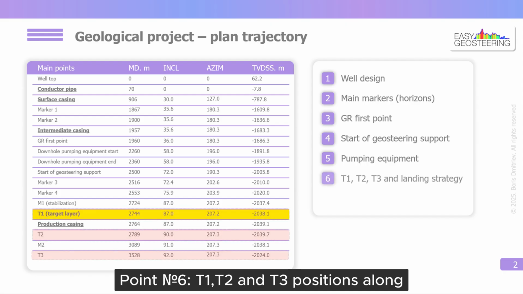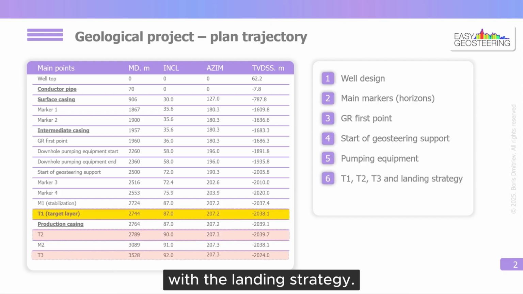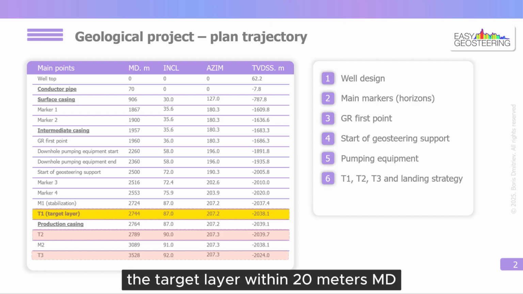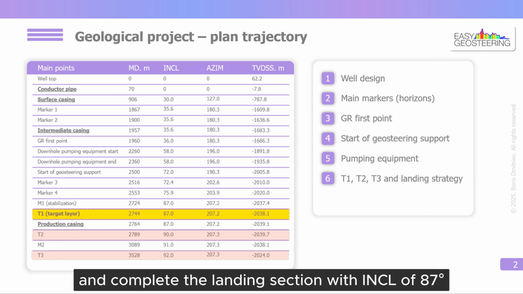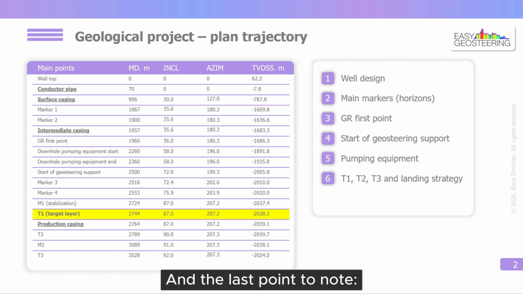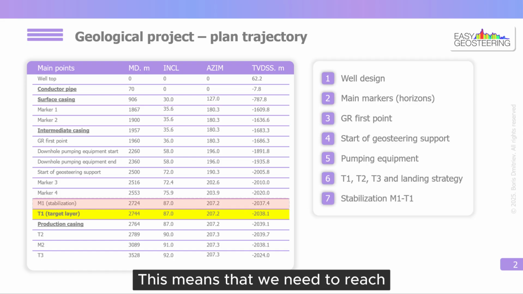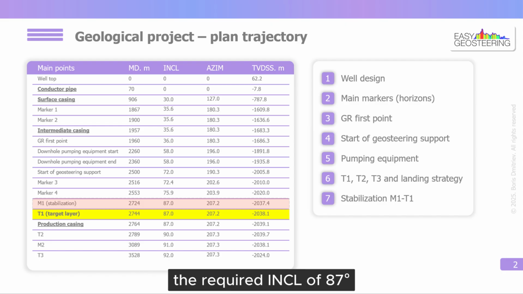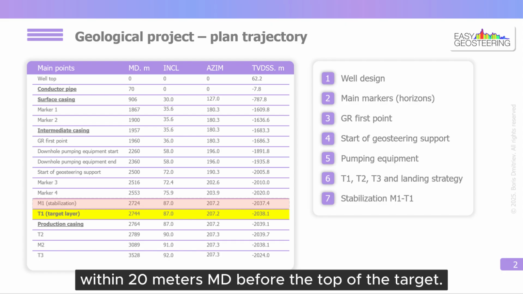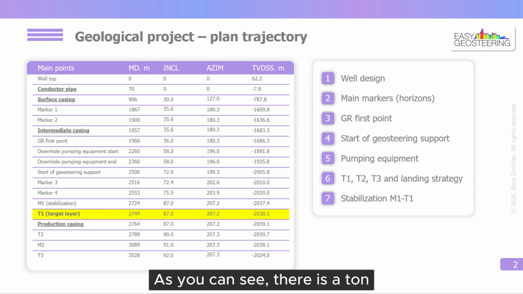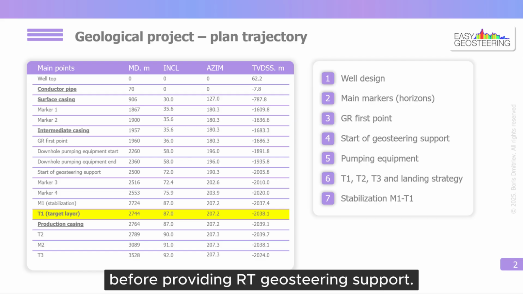Point number 6. T1, T2 and T3 positions along with the landing strategy. In this example, we need to enter the target layer within 20 meters MD and complete the landing section with inclination of 87 degrees. And the last point to note, stabilization interval M1-T1. This means that we need to reach the required inclination of 87 degrees within 20 meters MD before the top of the target. As you can see, there is a ton of critical information into this part. Analyzing it carefully is essential before providing real-time geosteering support.